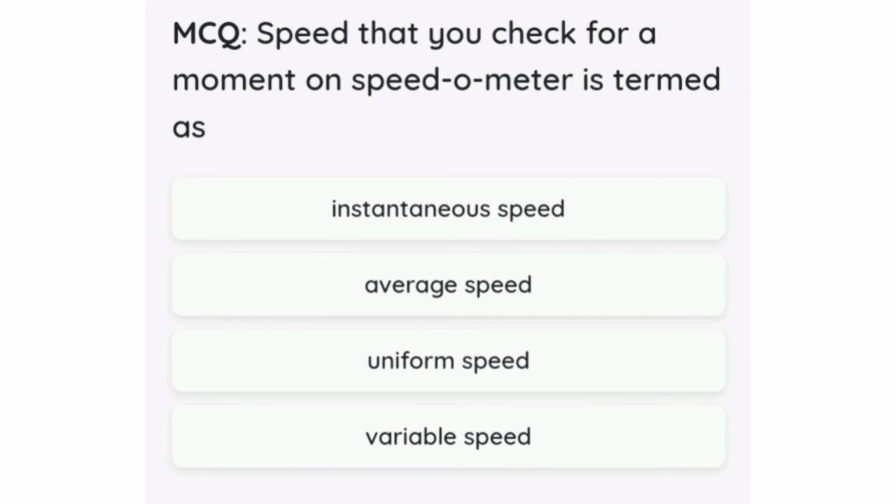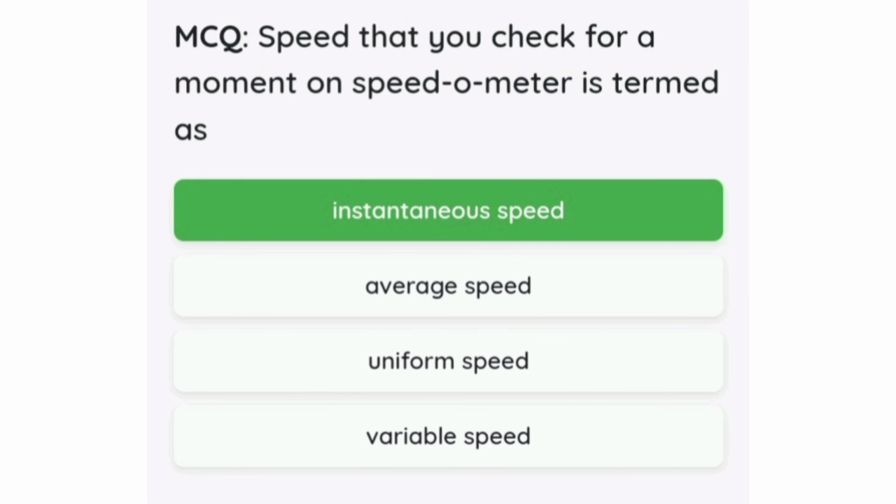So next we have: the speed that you check for a moment on the speedometer is termed as. Any kind of speed that is just for an instant is called instantaneous speed. So the right option is instantaneous speed.